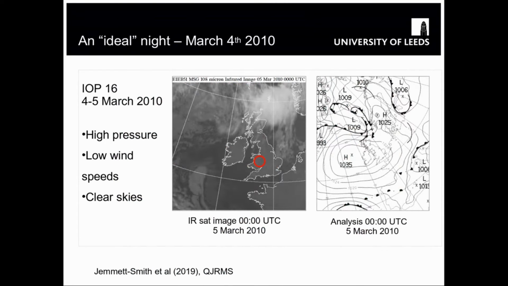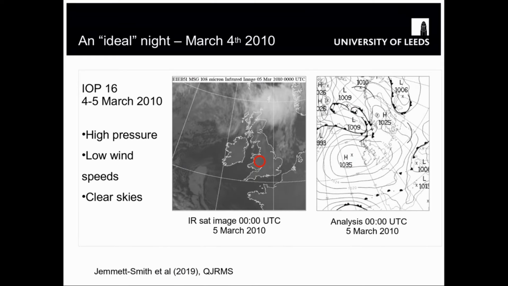So that was some general modeling work looking at understanding the temperature budget. I wanted to talk a little bit about one particular case study that we looked at. This was one of our intensive observation periods, the night of the 4th and 5th of March. In many ways, this looked like an ideal night for cold air pools to form. We had high pressure situated over the UK, so very light winds.